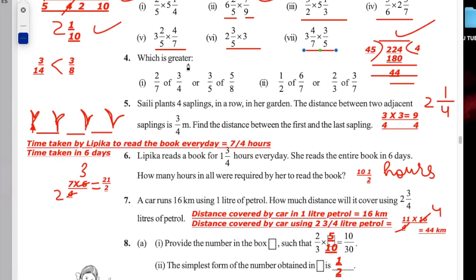Now the next question, number 4. 2 by 7 of 3 by 4, which is greater? 2 by 7 of 3 by 4 or 3 by 5 of 5 by 8?